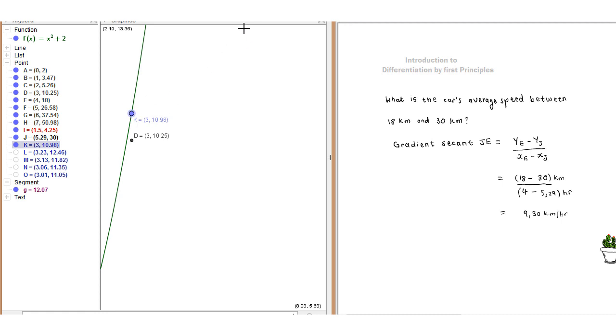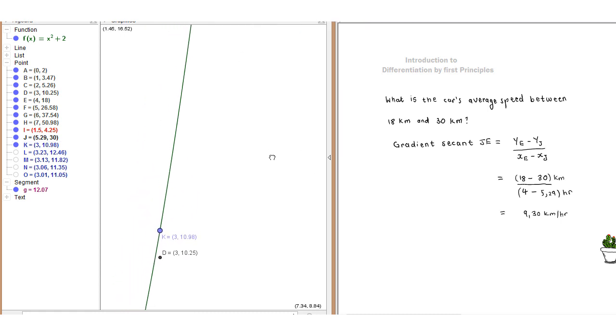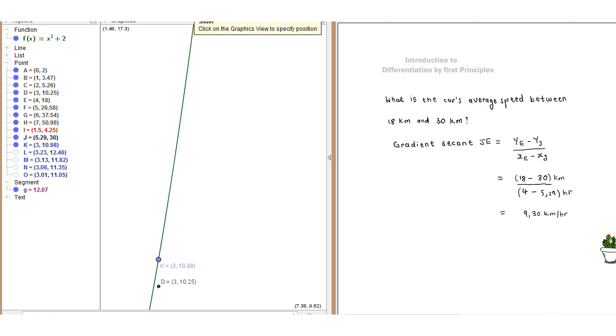Okay, so if you want to know what the car's speed is at exactly this time of 3 hours, what we can do is calculate the gradient of secant lines, which are getting closer and closer to this time of 3 hours. And that's where the concept of limits comes in. So if we wanted to know the car's speed at exactly 3 hours, we would have to draw a tangent line to that point K.